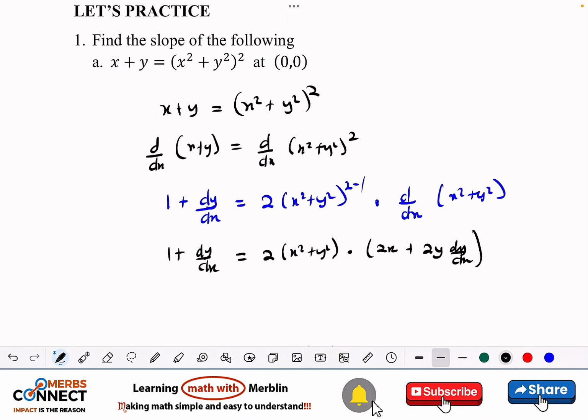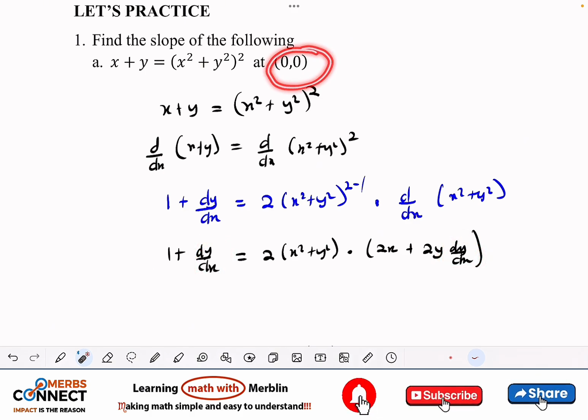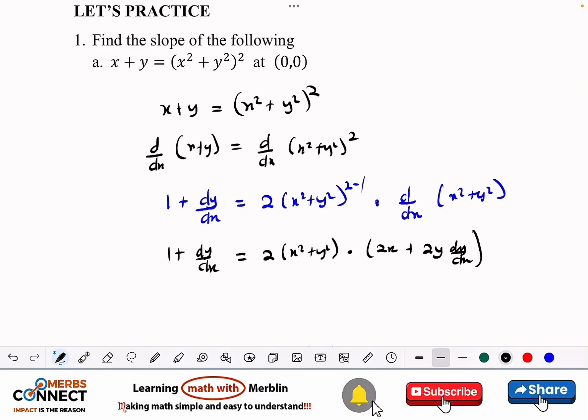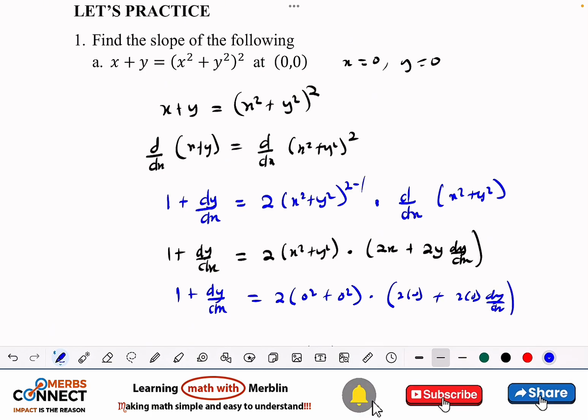Now, one thing that you need to see from here is, as soon as we are done with the differentiation, it's good to simplify by making dy over dx the subject. But since they've given us the point, we can just plug it in straight, and then we just take it from there, right? So from the point, x is equal to 0 and y is equal to 0. So let's do that. This is going to be 1 plus dy over dx, which is equal to 2 times 0 squared plus 0 squared times, this one is going to be 2 times 0 plus 2 times 0 dy over dx.